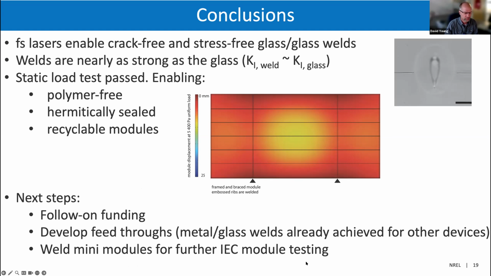And we'll need to develop feed-throughs. Metal glass welds are definitely in the literature. It's a thing. But again, they haven't been used for PV devices, but it should be a pretty easy next step. And then I'd like to weld mini modules and actually do real IEC module testing on the welds. So with that, I'll end, and thank you for your time.